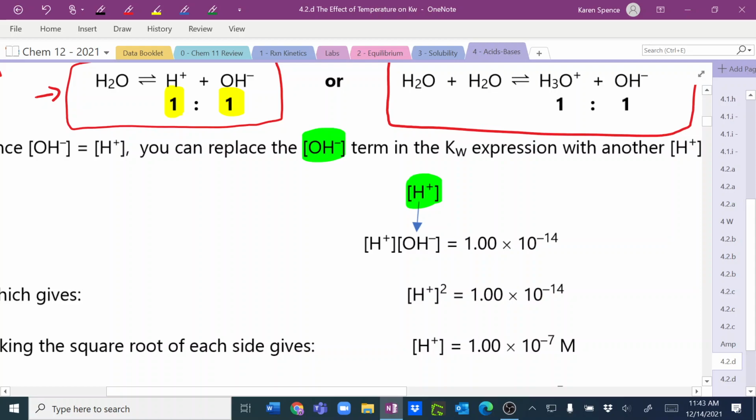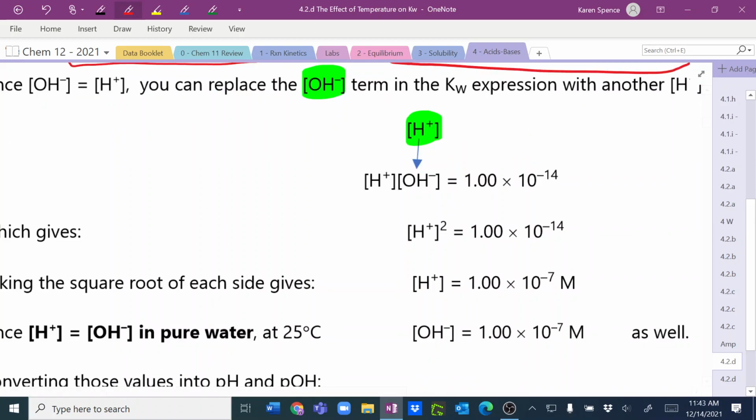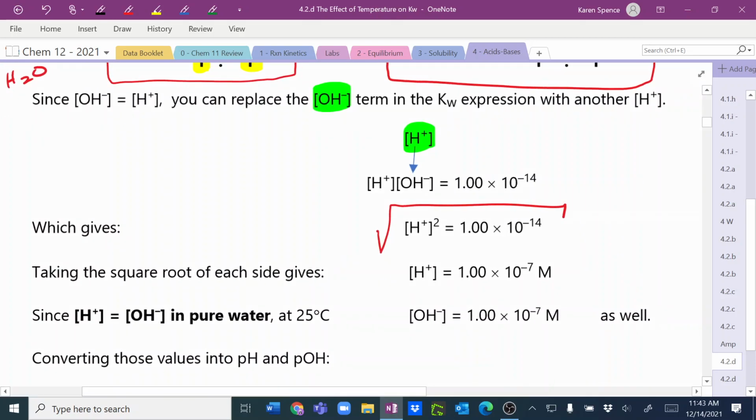Okay. And then if we solve for H, we take the square root of the whole thing, and we get 1 times 10 to the negative 7. That's the hydrogen ion concentration. Now, in pure water, hydrogen and hydroxide are equal, so hydroxide is also equal to 1 times 10 to the negative 7 molar. What if we plug those into our pH calculations?